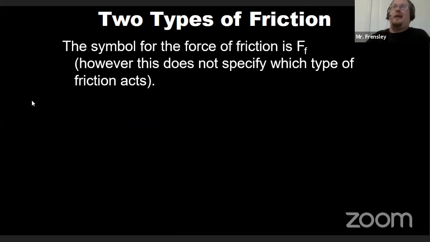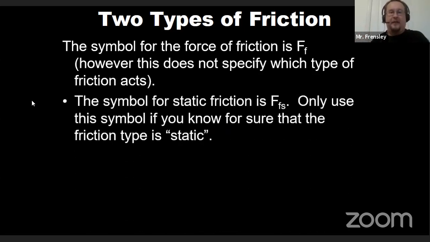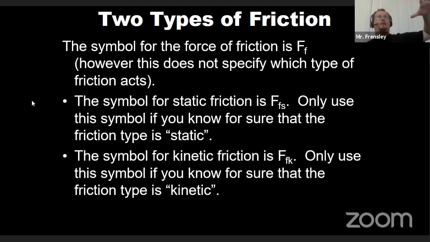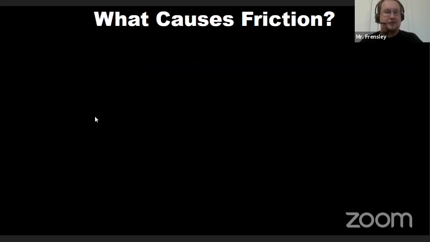So I use the symbol F with a subscript F for friction. I will not put another letter unless I know what type of friction it is. So if I know for sure that the friction's static, I'll put F with a subscript F for friction, S for static. If I know for sure that I'm looking at a kinetic friction, I'll put F with the subscript F for friction and a K for kinetic. But if you're not sure, or if the problem doesn't make a big deal about static versus kinetic friction, just go ahead and call it F with the subscript F, for friction, right?